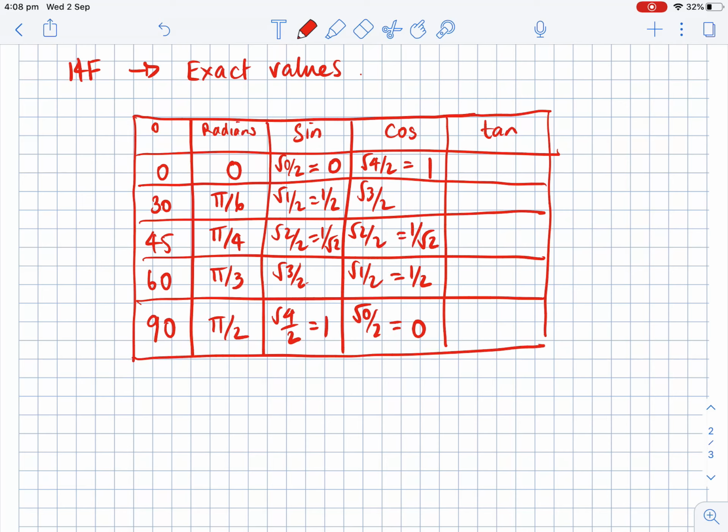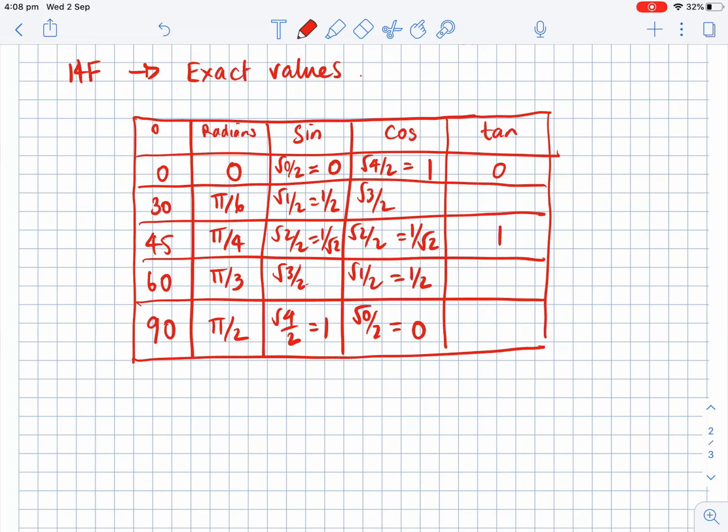So if tan is sine divided by cos, 0 divided by 1 is 0. Root 2 on 2 divided by root 2 on 2 is 1, because they're exactly the same, so that's the easiest one. And then 1 divided by 0, you can't divide by 0, so that's undefined.